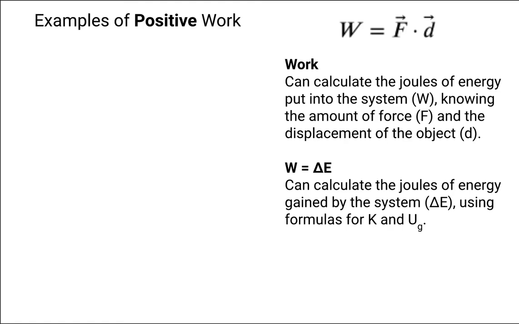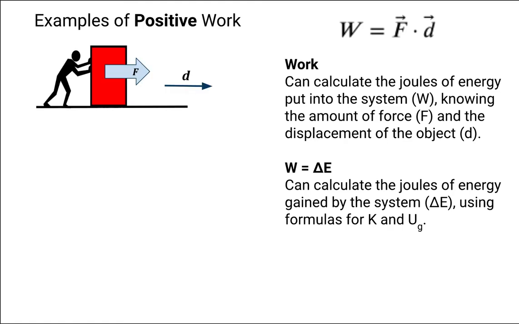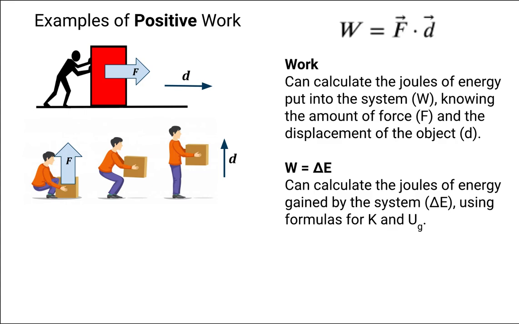Let's look at a few examples of positive work. So if you push an object and your force is directed with the motion, that is positive work. It could be a vertical motion instead. So when you lift something, you exert an upward force on the box. Your force does positive work on the box, moving it upwards.